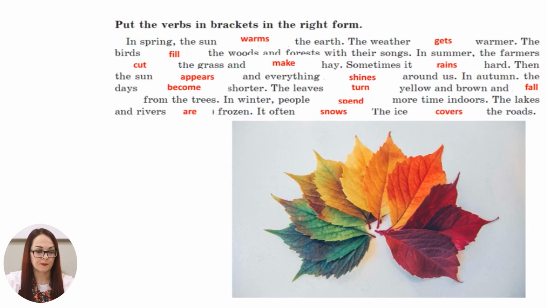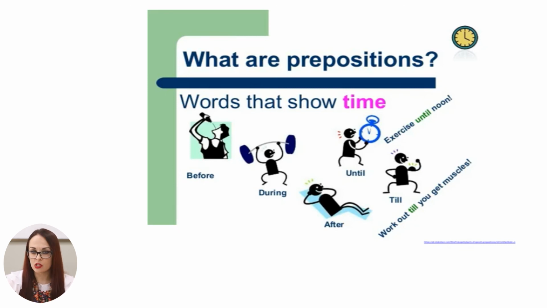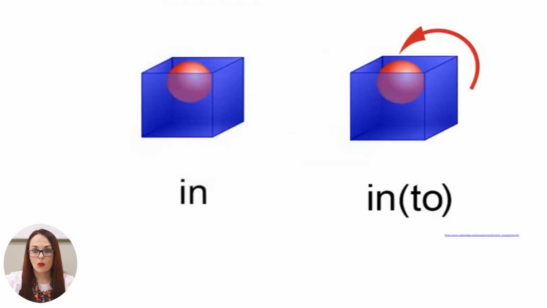So well done. Now let us practice some prepositions too. There are some prepositions that show us the time. For example, before, înainte, during, în timpul, after, după, until, până la, till, până. We also have some other prepositions of place, in, în, and into, în. In Romanian, but it means the process. The pencil is in the book. Pixul este în carte. And put the pencil in the book. Pune pixul în carte. The process.